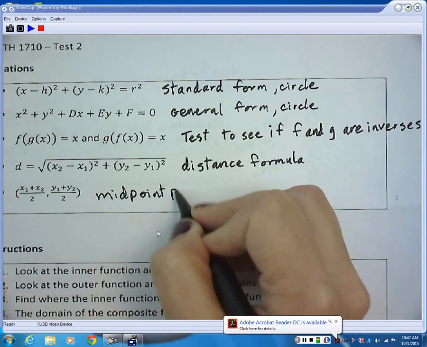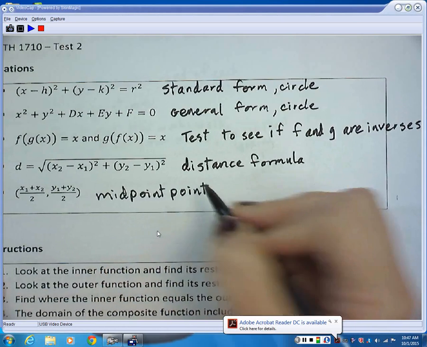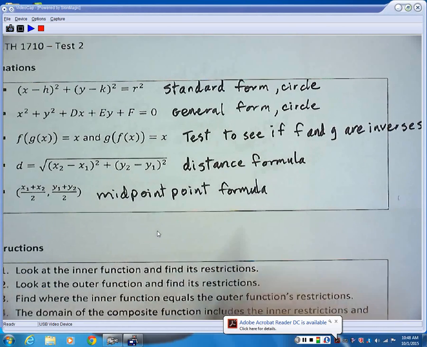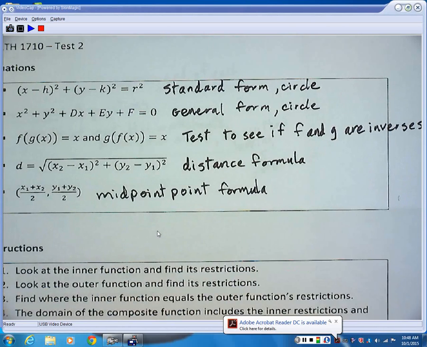This is what the formula sheet looks like. But you won't have these names on them. So you gotta memorize what each thing is. Okay?